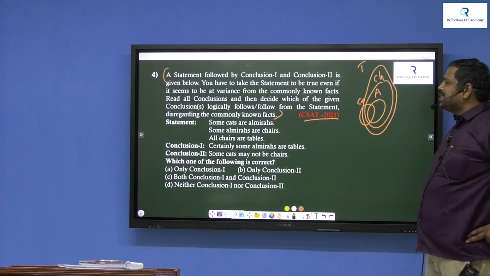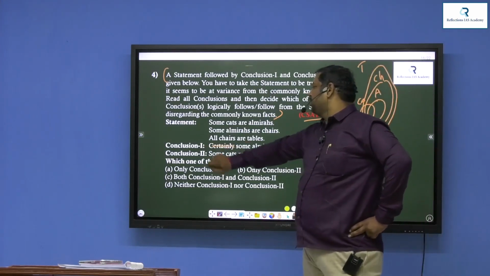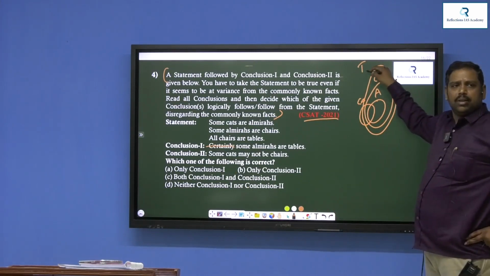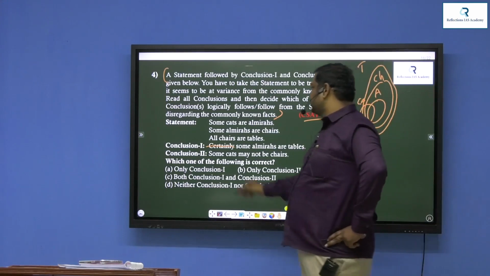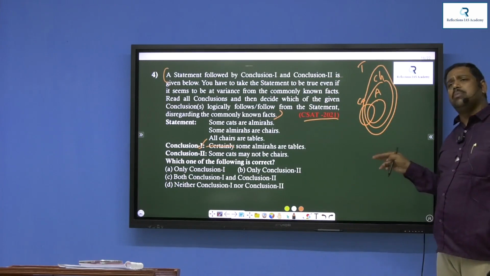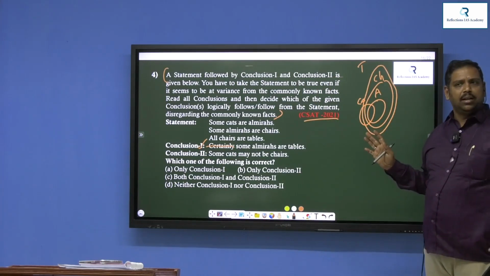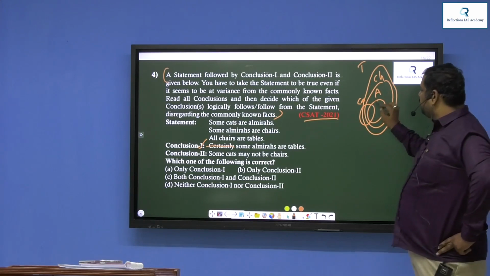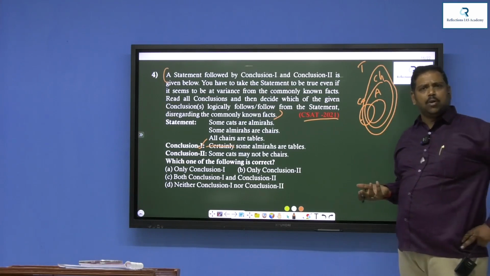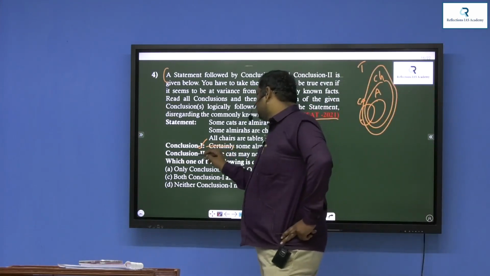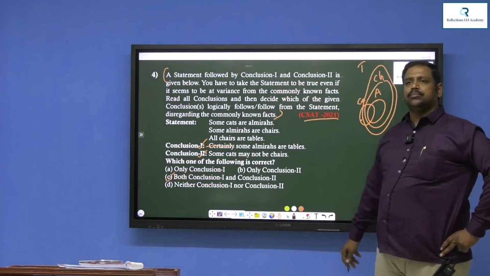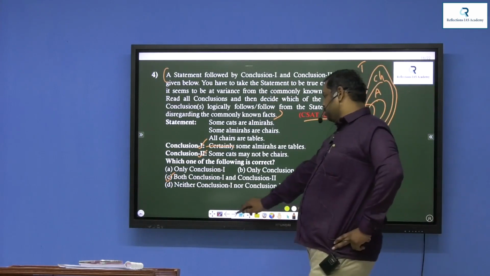Conclusion one. Tell me, is certainly required or not required? Some almirahs are tables. Yes or no? Yes, the first one is correct. Second one, some cats may not be chairs. What is the meaning of may not be? Possibility. Yes, here is a cat that may not be a chair. Is it a possibility or not? Yes. So the second one is also correct. So the answer is both. So the answer is C. Clear? Good. Go for the fifth one.